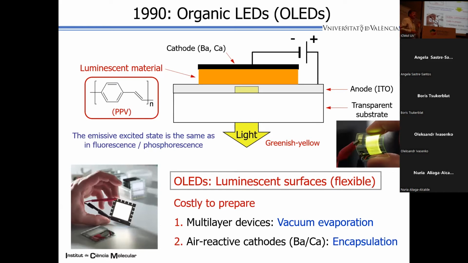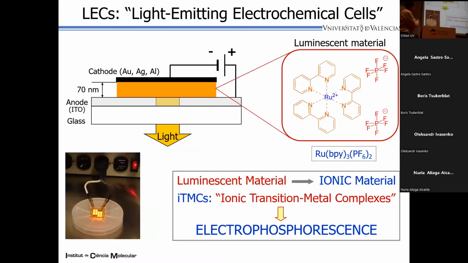You have to deposit different layers by vacuum, and the cathode is not stable to the air. Then you need rigorous encapsulation. There is an alternative to OLEDs, these devices, light-emitting electrochemical cells, the LECs. The structure is similar, but you have two main differences. The first main difference is that here, as luminescent material, now you have an ionic material, for instance, this ionic transition metal complex, ruthenium tris-bipyridine. And now, as a cathode, you have a noble metal, like gold, silver, or aluminum.